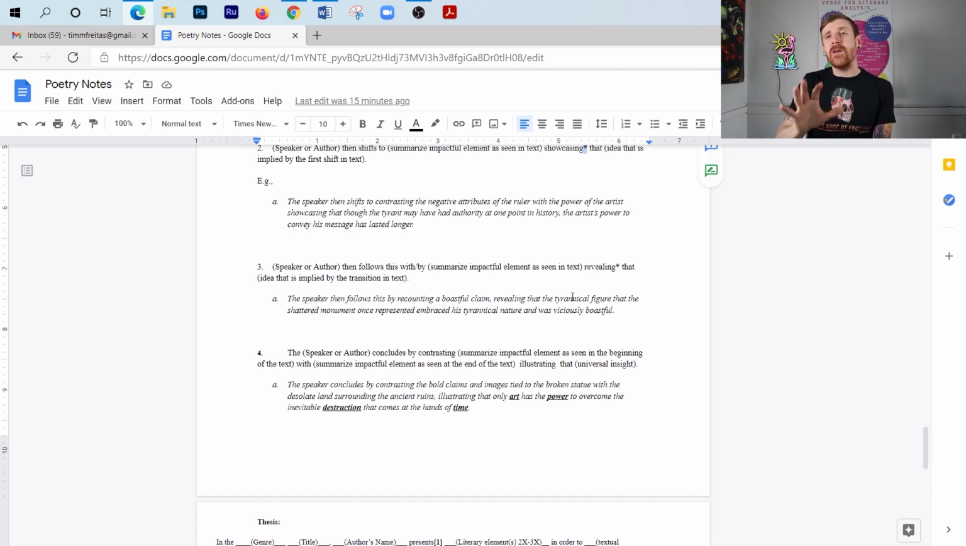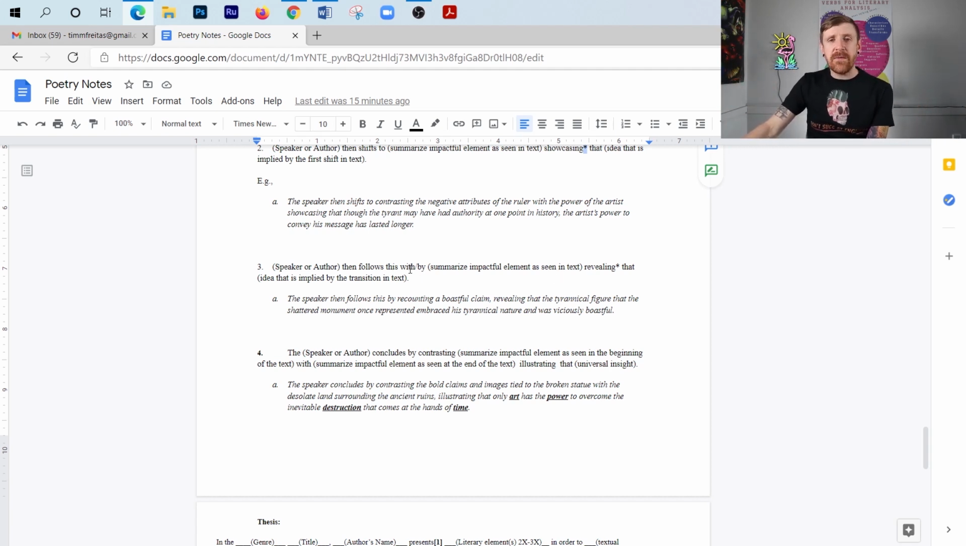If you didn't want to use my stem, you could very easily say the speaker then follows this by recounting a boastful claim, highlighting how or characterizing the tyrannical figure as embracing that element of his character. You could easily have worded it that way too. But like I said, these are just stems that are meant to help you.